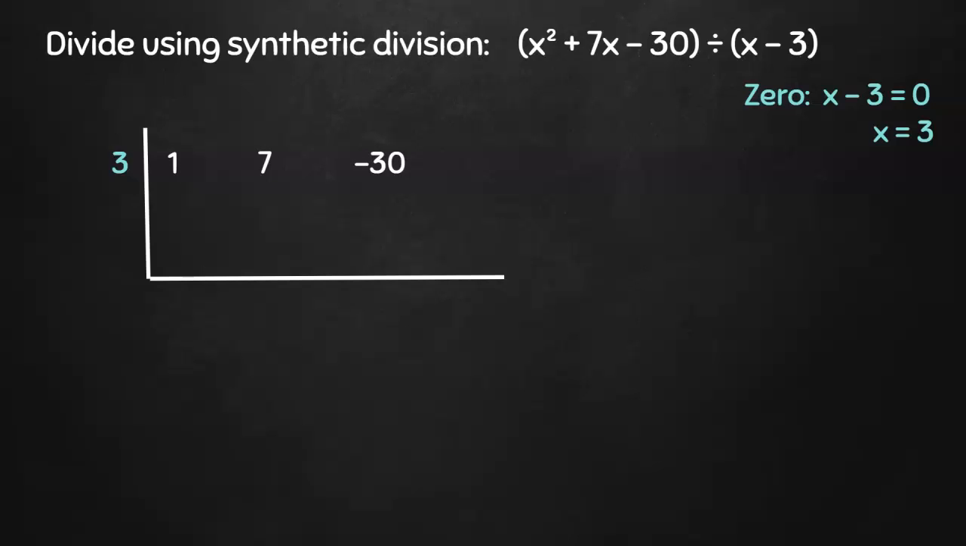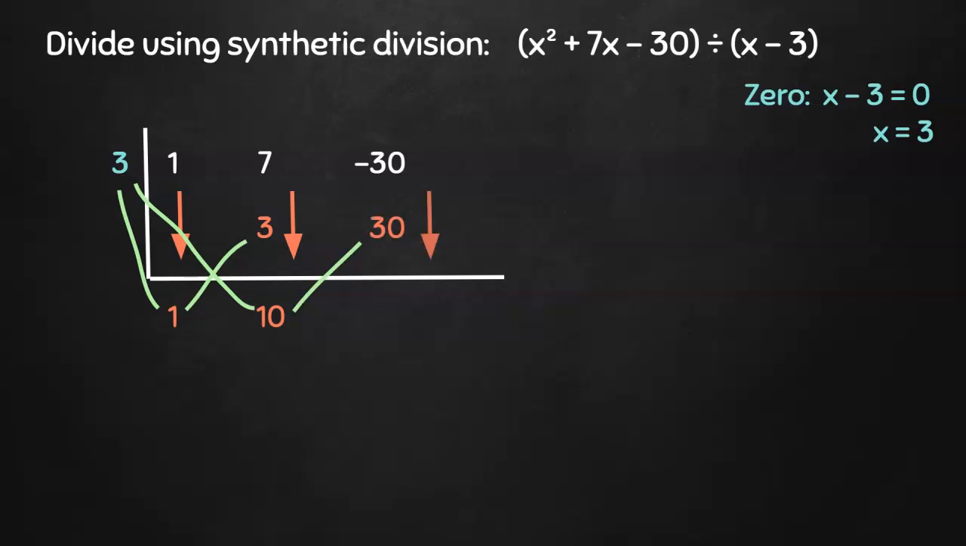I'm going to add going down. So I'm going to drop that 1. And then I'm going to multiply and then put my answer underneath the coefficient that follows. So 3 times 1 is 3, and I'm going to write 3. I'm going to add going down, which gets me 10. I'm going to take that 10 and multiply it with the 3, and then get 30. I'm going to add going down, which gets me 0.